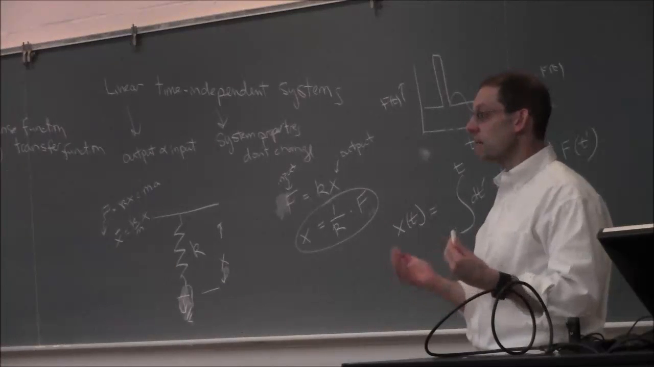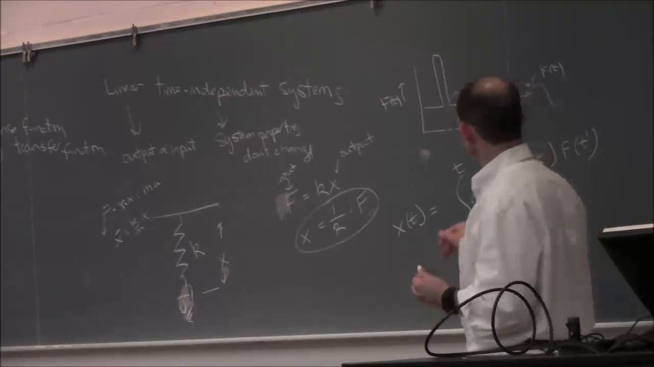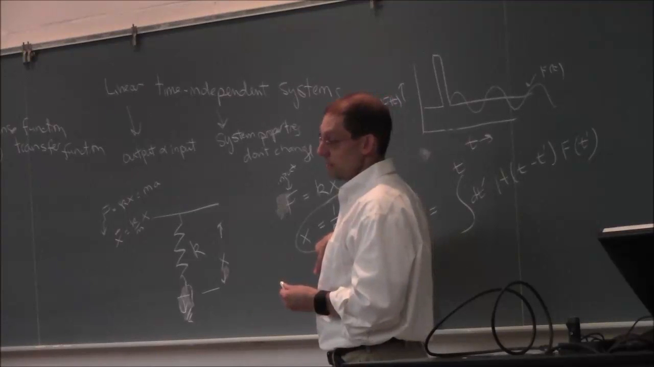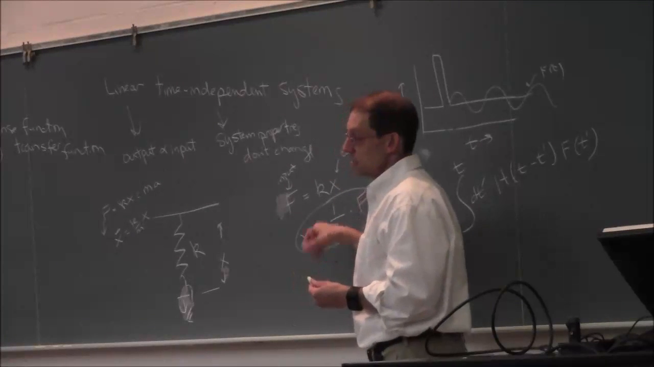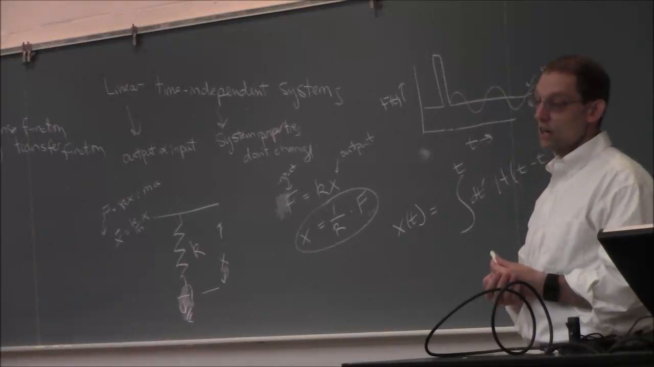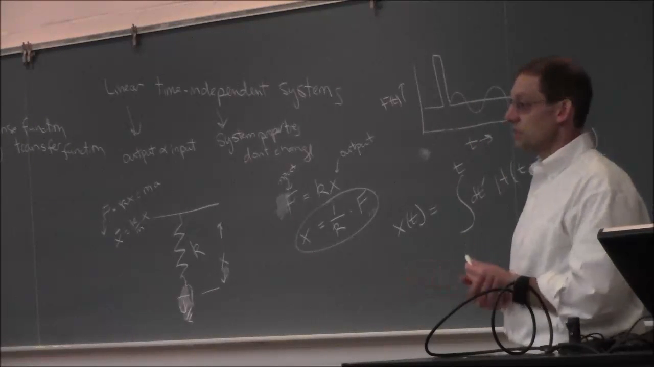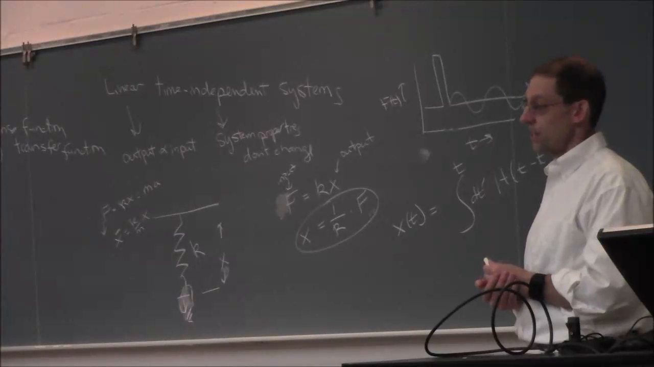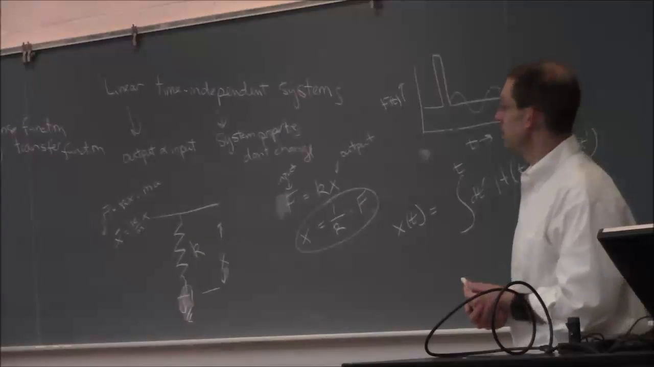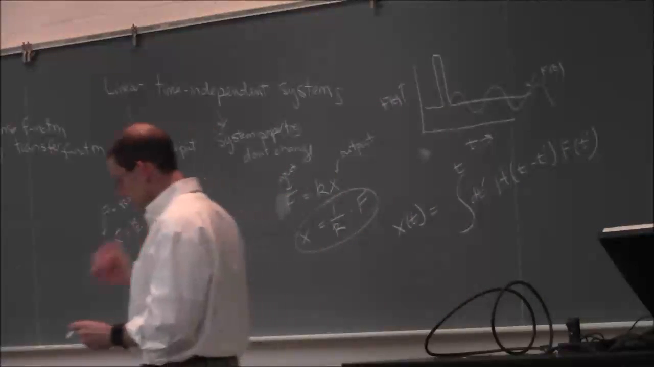The time-independent part of the system is that the system parameters, so the spring constant k, don't change with time. The spring can be moving with time, but the system parameters don't change with time. We can have systems where the system properties change with time. Those are more complicated, we'll get to them, but we're going to start with time-independent systems.